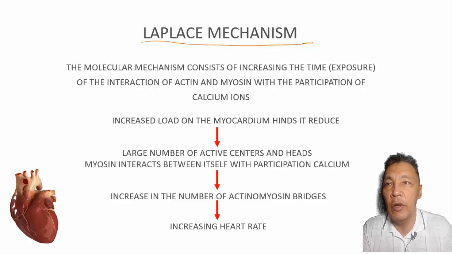The Laplace mechanism says that the contractility of the heart increases with an increase in resistance load on it with a constant length of cardiomyocytes. In other words, an increase in the force of heart contraction is directly proportional to the tangent force of the cardiomyocytes.